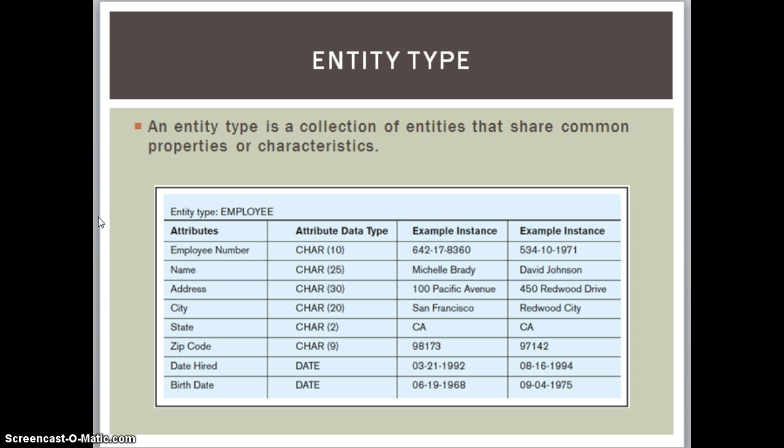An entity type describes a collection of entities that share common properties and characteristics. Here we have the entity type employee. In this example, the entity type employee provides the user information that data in this entity will be related to an employee, such as an employee number, their name, or address. An entity type is described only once in the database.